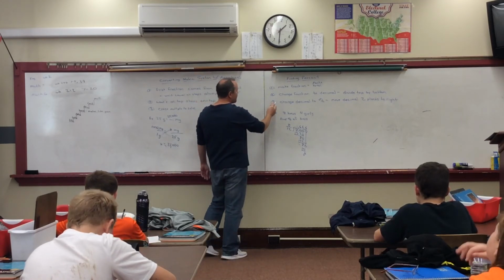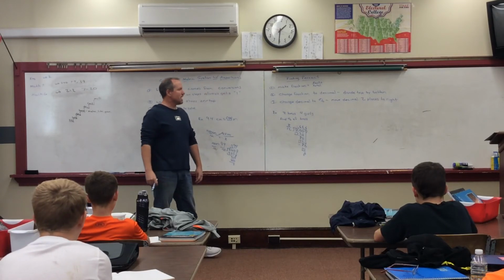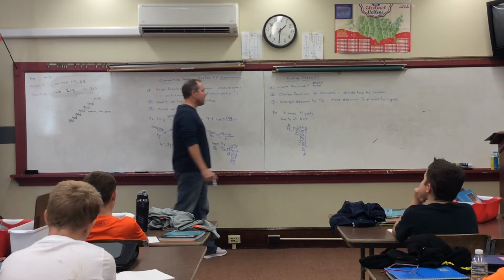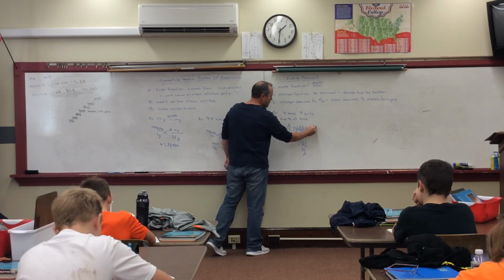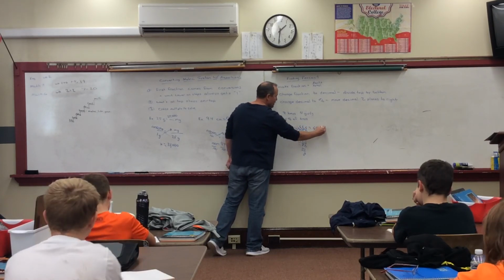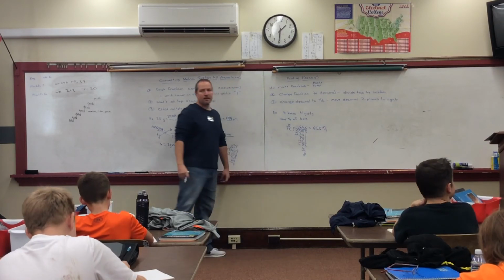Now, step 3 is change the decimal to a percent. So we're going to move the decimal 2 places to the right. So we move this decimal 2 places to the right, 1, 2, and as a percent, it would be 66 and 6/10%.